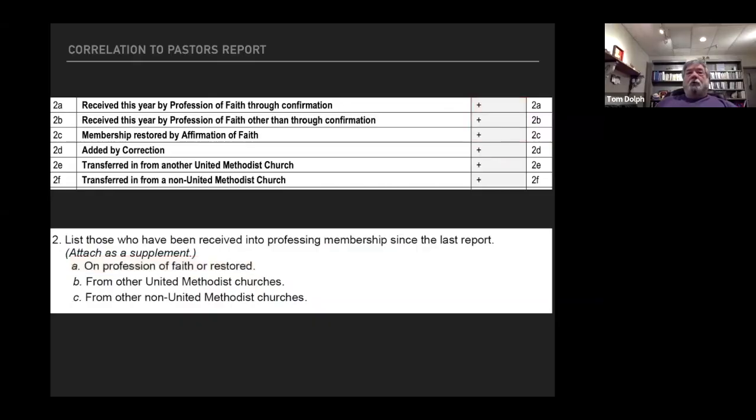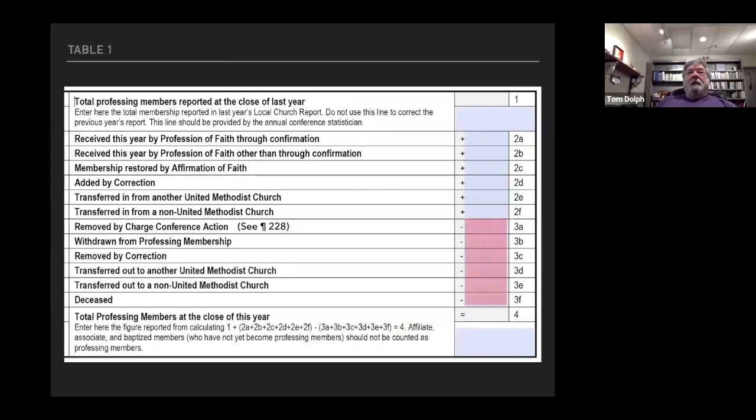The same is true for transferred in from another United Methodist church. If you have a number 6 in that blank, you need 6 names on the pastor's report under 2B, and likewise from non-United Methodist, 6 names. So whatever addition numbers you have in this section of Table 1 need corresponding actual names on the pastor's membership report. The same will be true for the subtraction numbers.